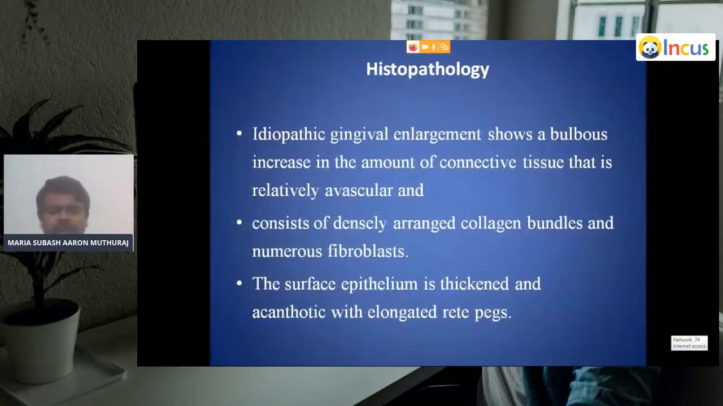gingival enlargement. Histopathology reveals an increase in the amount of connective tissue. The tissue will be firm. Therefore, it will be relatively avascular, and there will be an increase in dense collagen bundles and numerous fibroblasts. The surface epithelium is thickened and acanthotic with elongated reticulates.